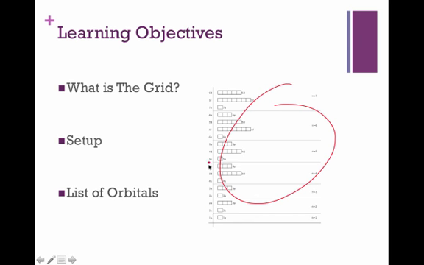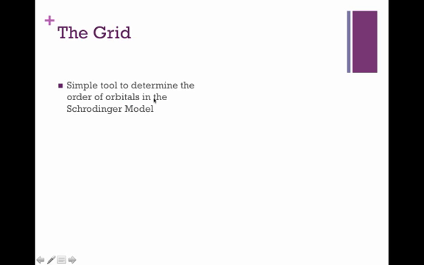These orbitals happen in a very particular order. It's the same order every time. As opposed to trying to memorize this order from bottom all the way up to top, we're going to use this grid thing as a way of generating that list for us. Let's start with a quick definition of what the grid actually is.